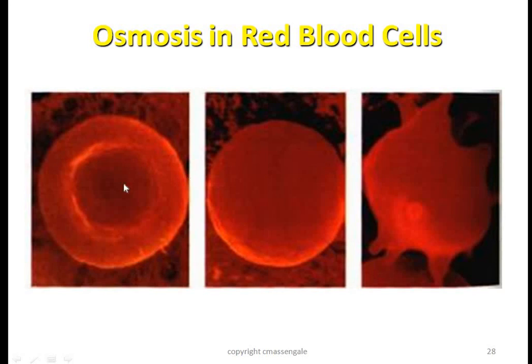Okay. Now I think you can guess. This cell is placed in which type of solution? Yes, if you said isotonic, this is the correct answer. And this cell, as you can see here, the normal concave appearance, that normal indentation in the center, is lost. The cell is bulging. It is placed in which type of solution? It is hypotonic. And here the cell is speculated and the cell has shrunk, if you compare it with the normal cell. This cell has been placed in which type of solution? Yes, hypertonic.